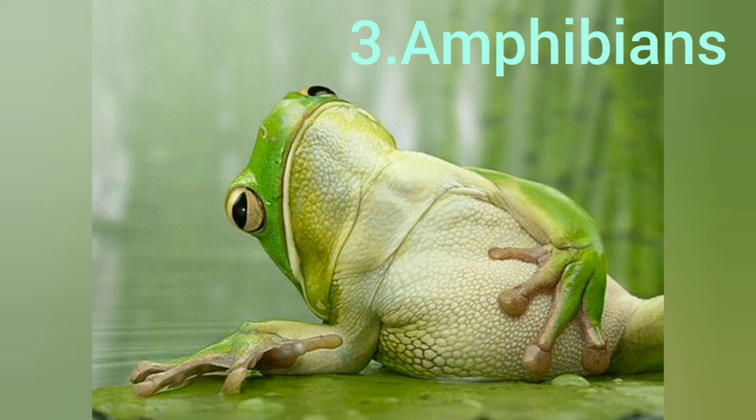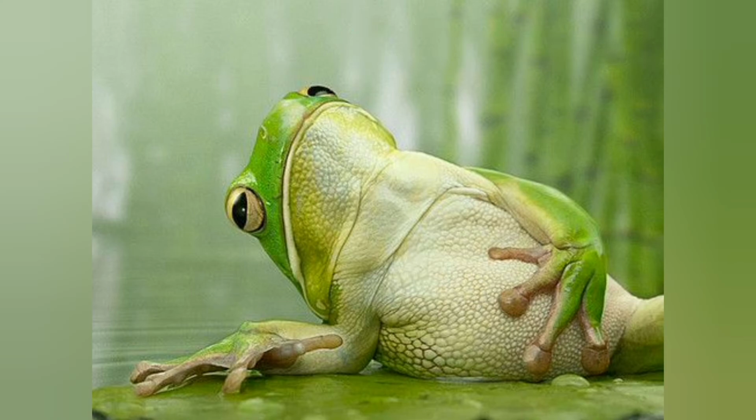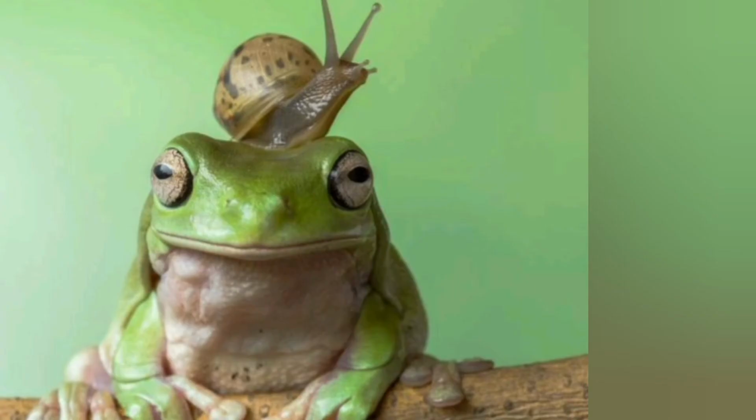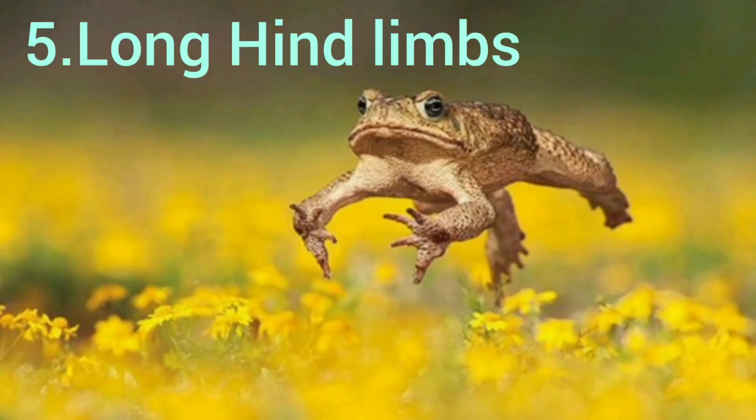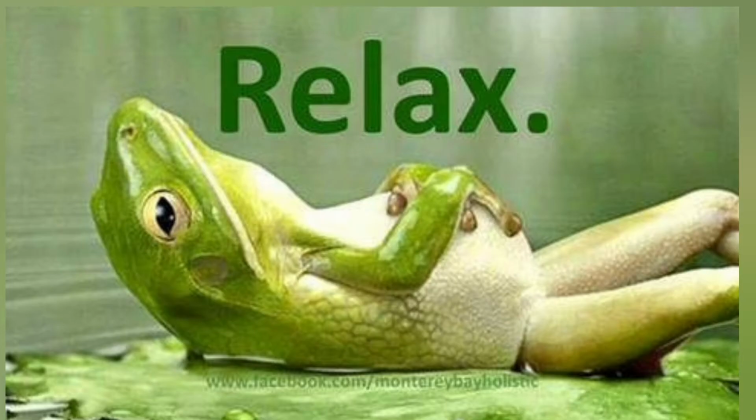As they are amphibians, they have adaptations for living both in water as well as on land. They have a pointed snout and long and strong hind limbs for jumping. Being amphibians, they often jump on the land when frightened.